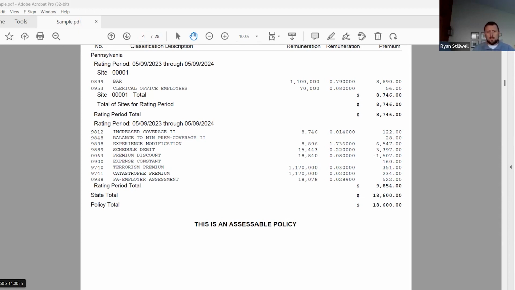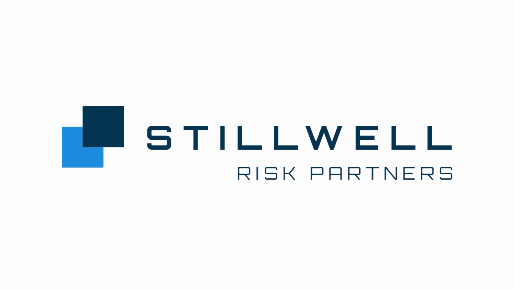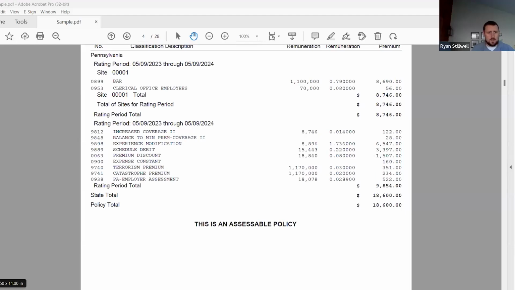And what I wanted to do today is, just talking about basics a little bit, go into a little bit of detail about how to read the rating section of your workers' comp policy. So this is a sample policy. It's an actual legitimate policy that's in place here, but the name of the client will remain anonymous. But it's a really good example of how to understand the costs of your insurance policy, specifically for the workers' comp.